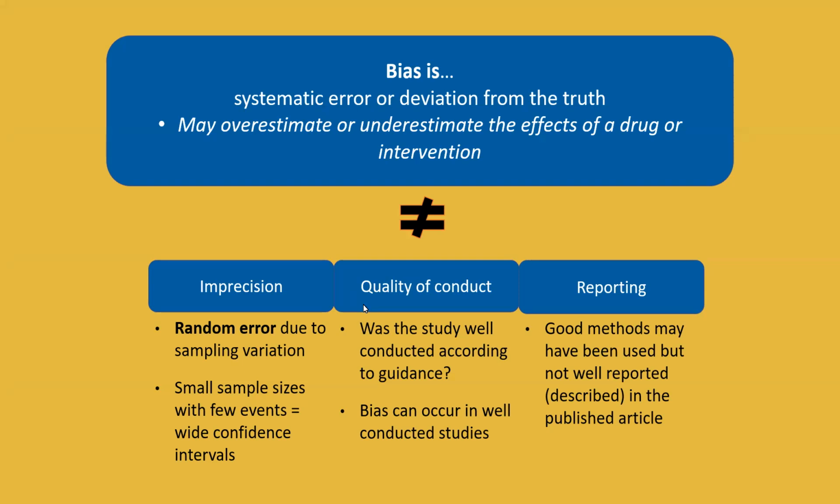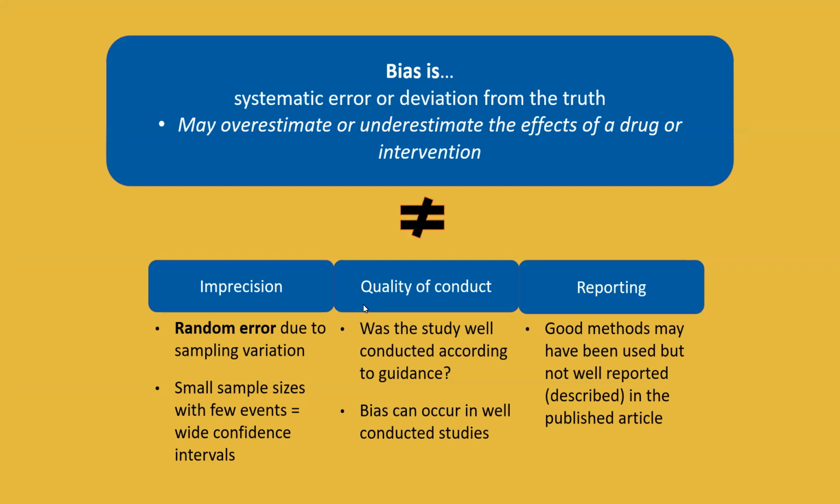So the smaller the sample, the more variability and imprecision, and imprecision is generally reflected in the confidence intervals around the treatment effect. For example, the results of smaller studies with few events are less precise and produce wider confidence intervals.